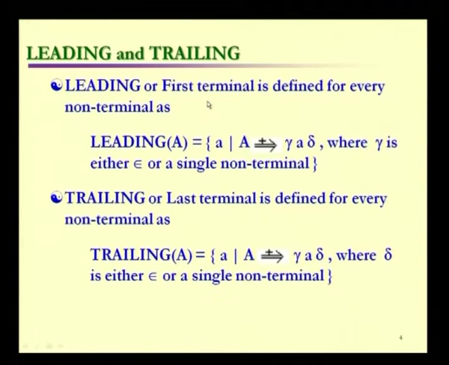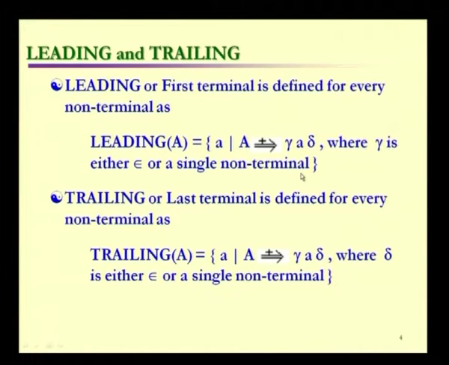The first terminals are computed by a set called the leading set, and the last terminals are computed by a set called the trailing set. So, we define the leading set as the set of all terminals a such that A derives, in one or more steps, gamma a delta, where gamma is either epsilon or a single non terminal.